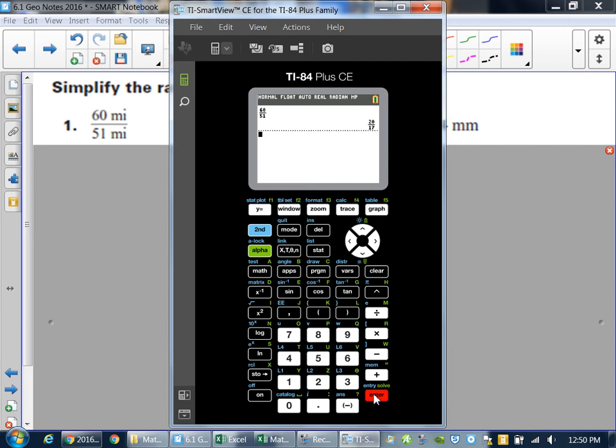Fraction button is this right here. It's next to the natural log, the ln. Next to the ln, it's the second one over from the left, third one down.